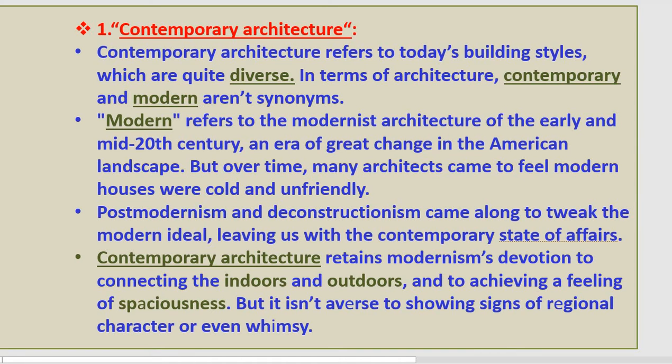So before we start with that, we need to understand what contemporary architecture refers to, the building style. They usually are required to be diverse. And in terms of architecture, contemporary and modern are not synonyms. Modern refers to modernist architecture of the early to mid 20th century. In that period they had a radical change in American landscaping. But over time, many architects felt modern houses were cold and unfriendly, so they thought of another way in design, and contemporary architecture came with that.